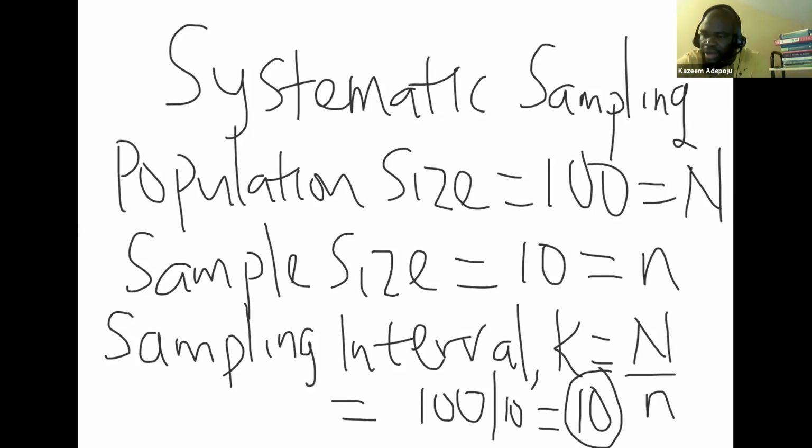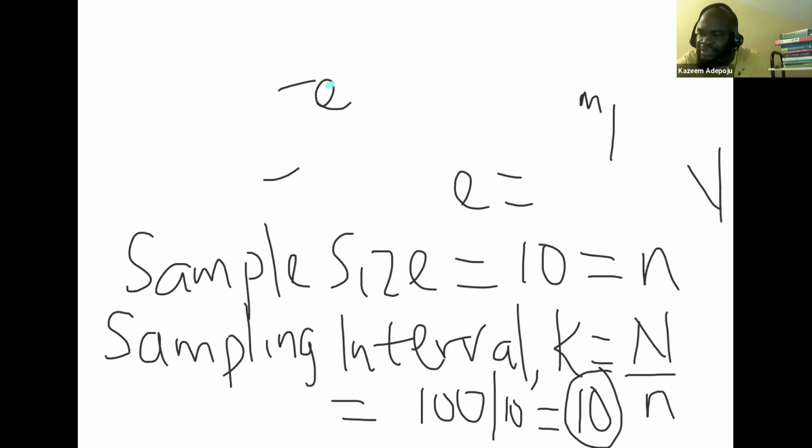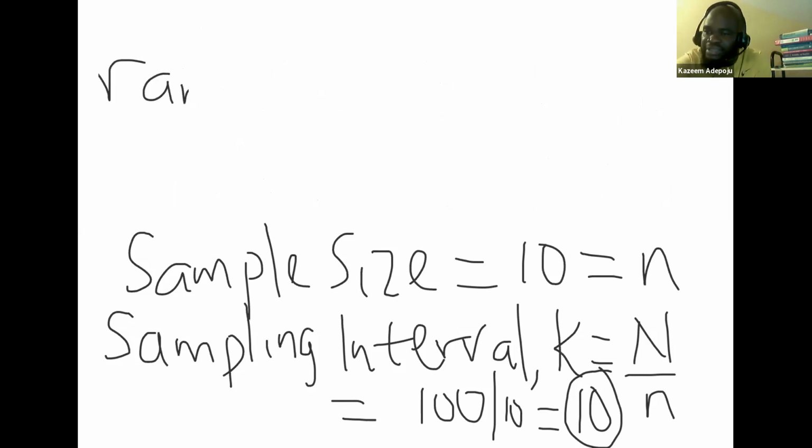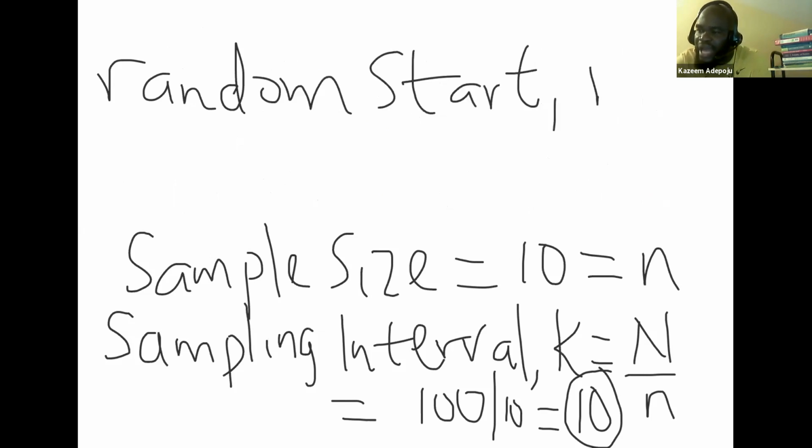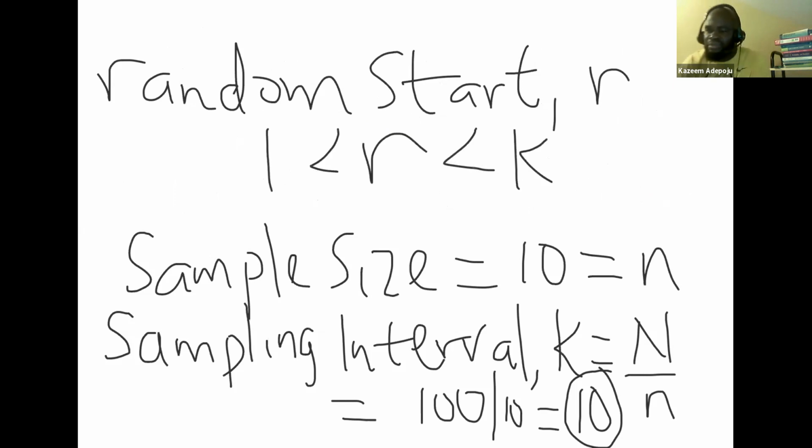I need to decide on the random start. And you know what? The random start, maybe I call that R. The random start must lie between 1 and K. And what is my K? In this case, my K is equal to 10. So my random start must be between 1 and 10. In this case, I can choose any number within that.